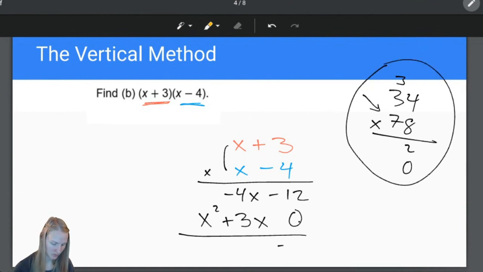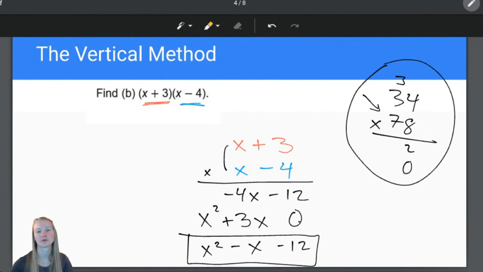So I have the negative 12. Negative 4x plus 3x is negative 1x, or we don't need to write the 1, we can just say negative x. And then the x squared is all by itself, so it comes down. And our final answer is x squared minus x minus 12.